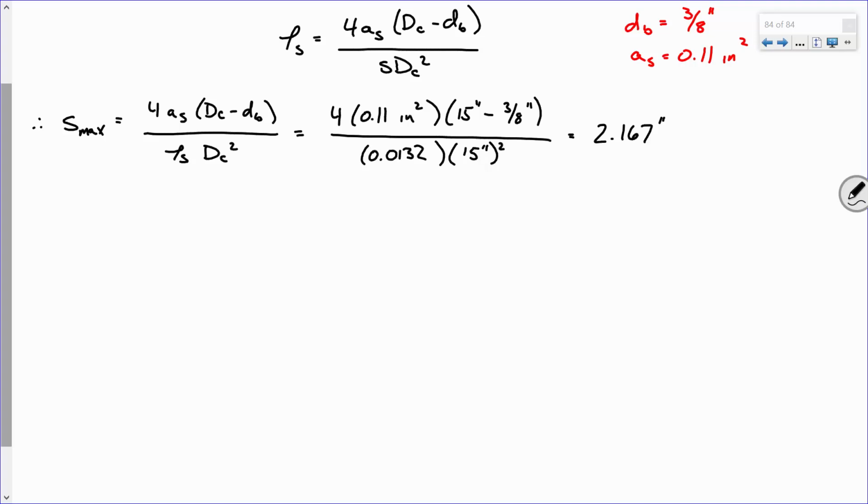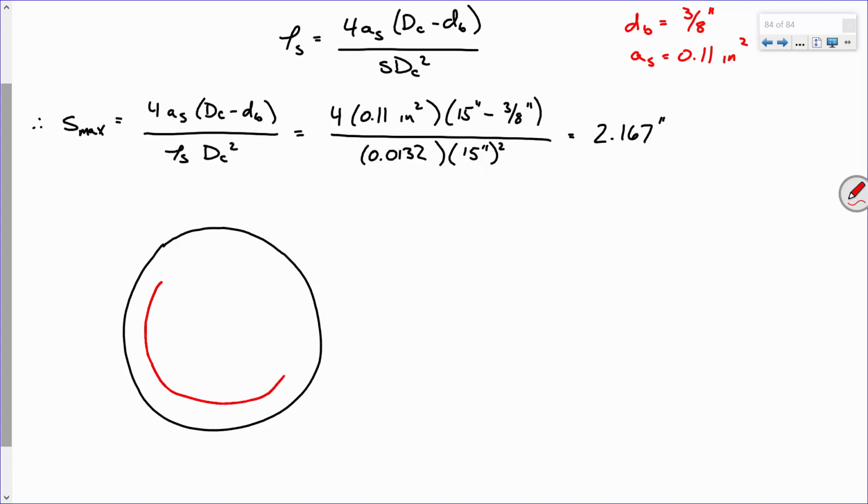Oh, I hate drawing these circles. All right. That's not bad. It's about the best you're going to get from me.